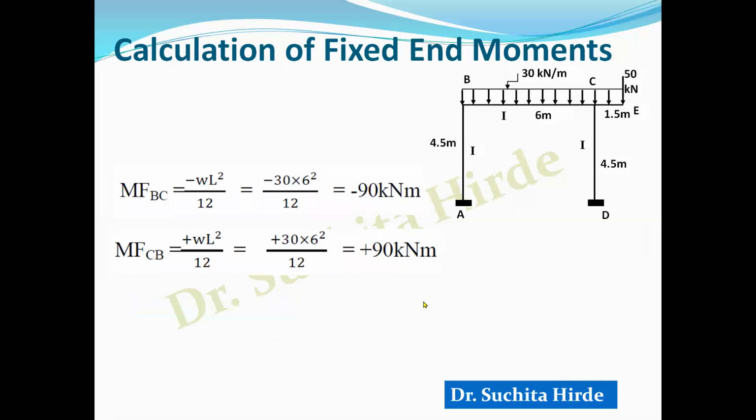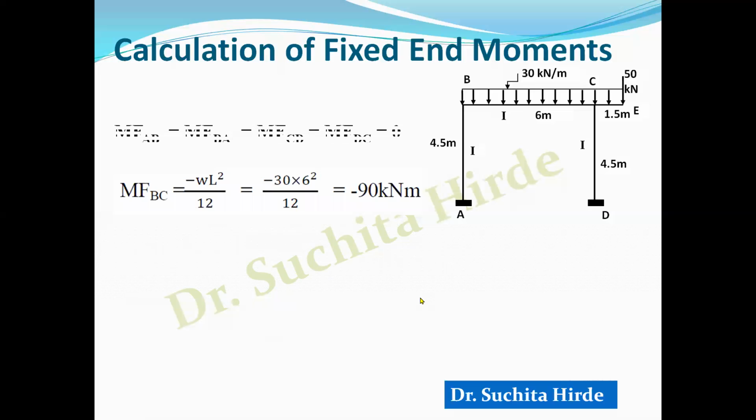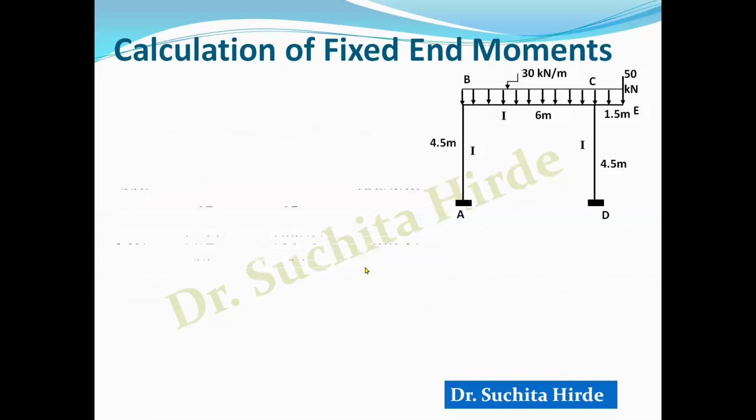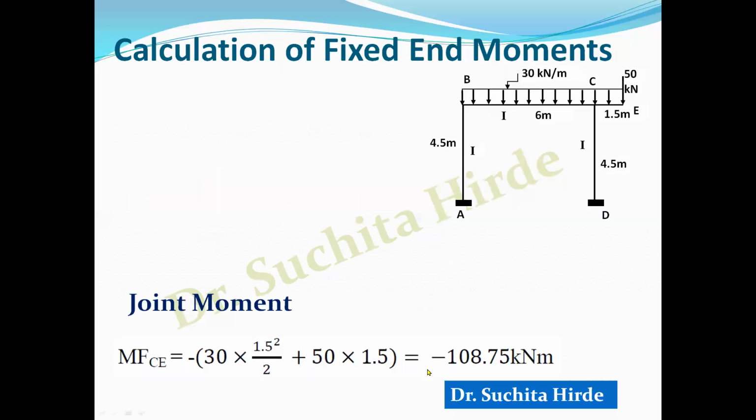Now, if you observe the sign convention for fixed end moment, anti-clockwise is negative and clockwise is positive. But for joint moment, clockwise is negative and anti-clockwise is positive. Please remember this.